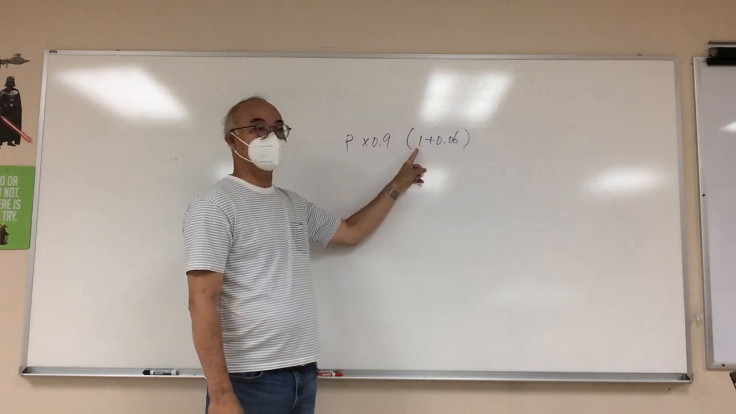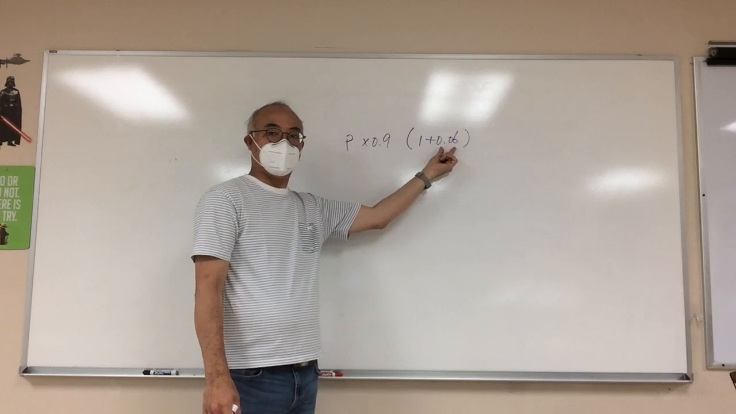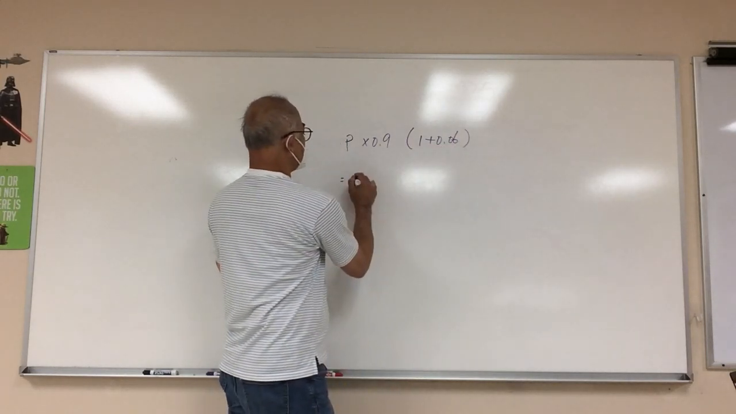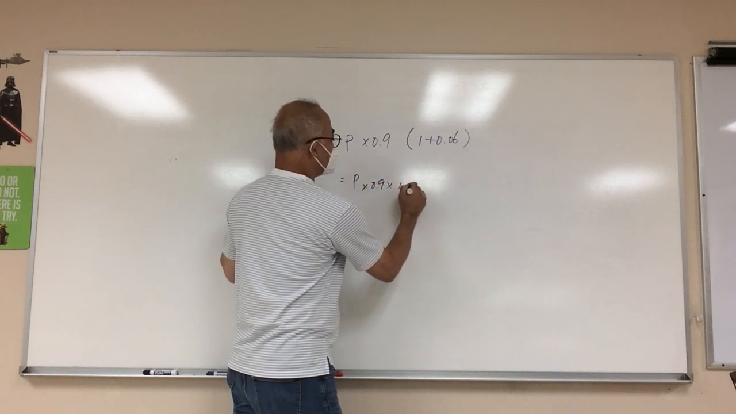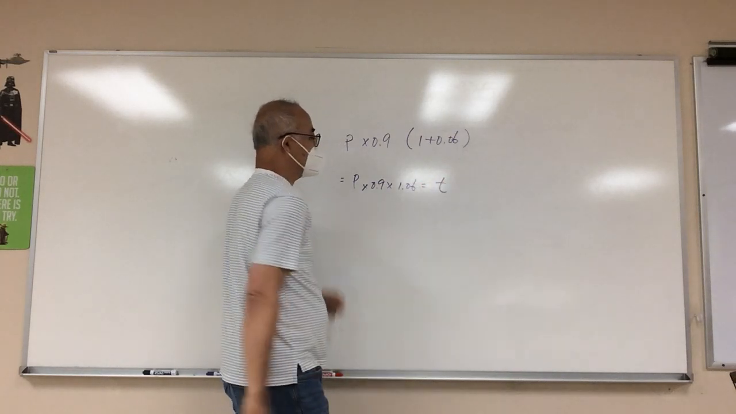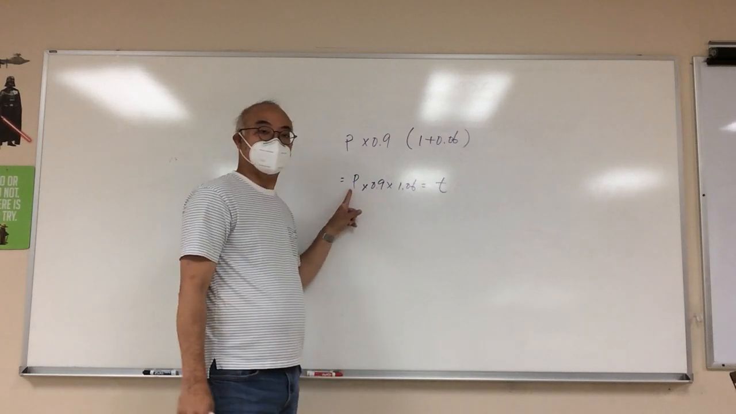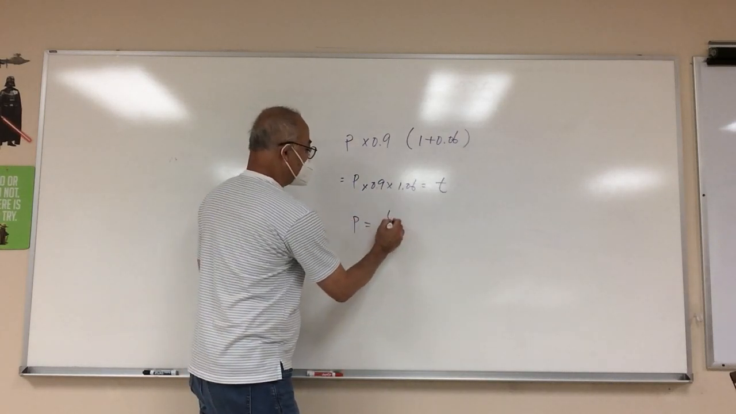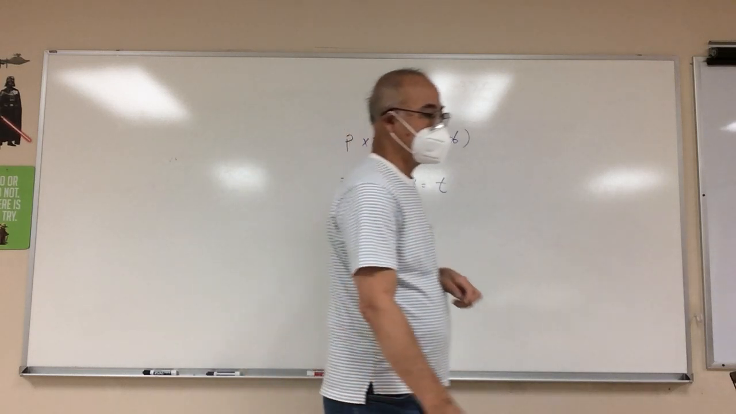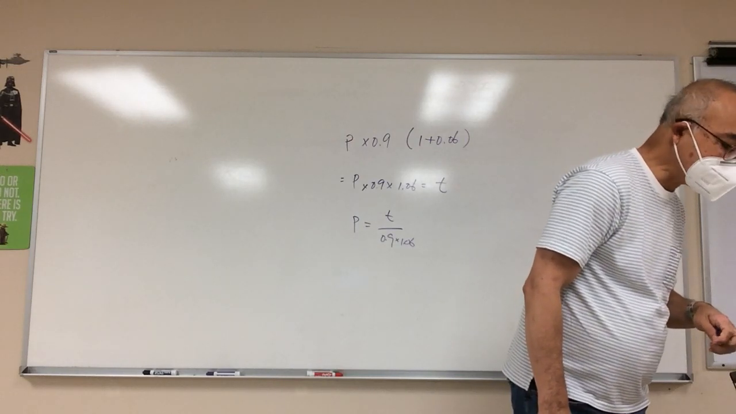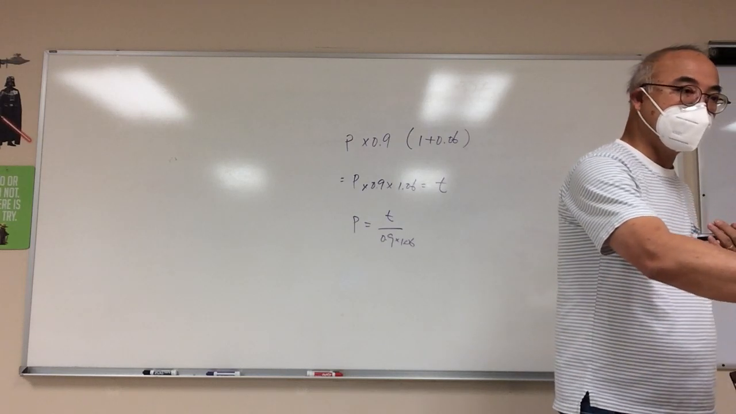Everybody understand why I'm putting the 1 plus the 0.06, right? Because this is the original, this amount, and this is the sales tax that I'm paying. Okay, so this is going to be P times 0.9 times 1.06, and this was T. Right? And they wanted to find what P is, right? So P is going to be equal to T divided by 0.9 times 1.06. C, is that the correct answer? C, right? Okay. Any questions there? Are we good?